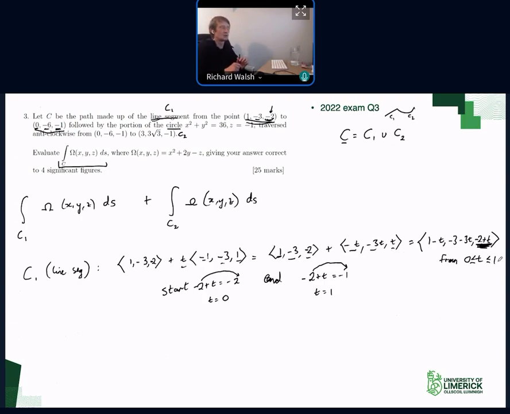But I do want to talk to you about parameterizing the circle, because we're going to have to do this line integral along the line segment, same as what we did in 2021. But we also have to do this one. And the second part of this path is the circle.